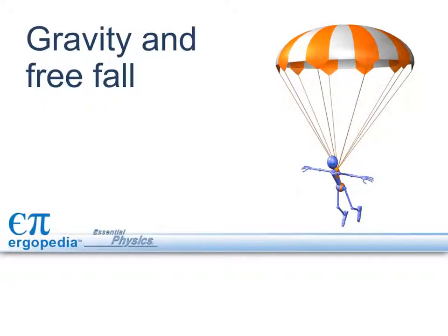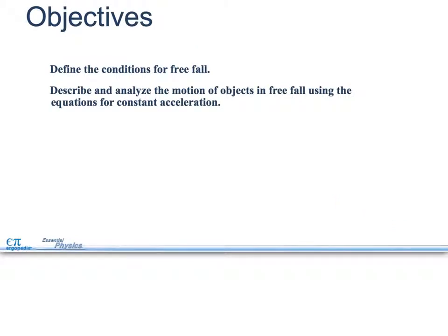Alright, here's chapter 4.2, Gravity and Free Fall. This will be the last chapter before we take our test on one-dimensional motion. Alright, objectives are to find the conditions for free fall, describe and analyze the motion of an object in free fall using the equations for constant acceleration.